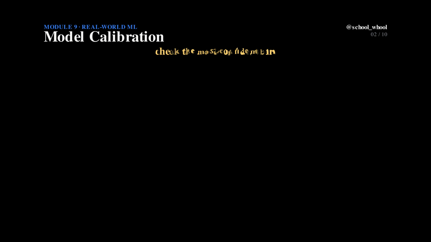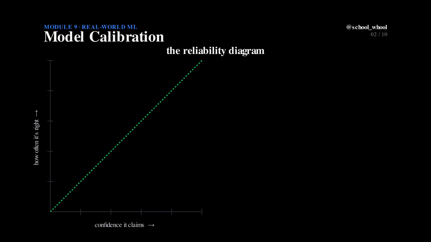Across the bottom, the confidence the model claimed. Up the side, how often it was actually right. The green diagonal is perfect calibration. Claimed equals actual. A model on that line never lies about its confidence.